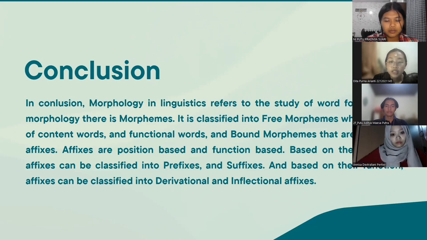Based on function, affixes can be classified into derivational and inflectional affixes. Derivational affixes are affixes that can change the part of speech of the word that they attach to. And inflectional affixes are affixes that cannot change the part of speech of the word that they attach to.